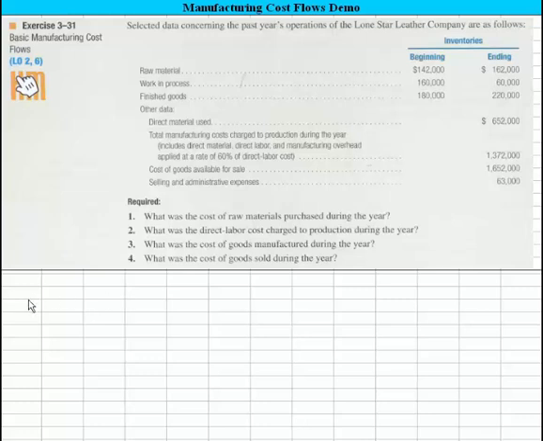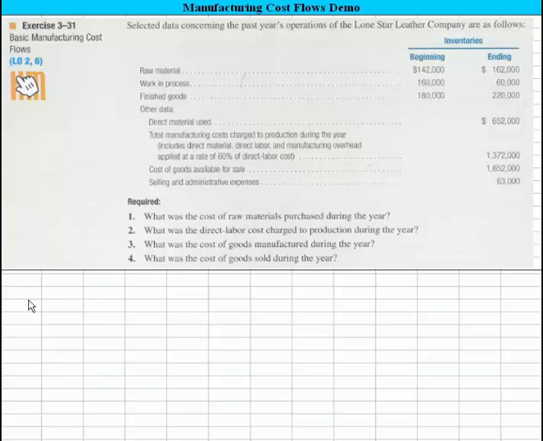Hello everyone. Let's take a look at exercise 331, which deals with basic manufacturing cost flows. We're concerning ourselves with the Lone Star Leather Company, and we have some information regarding inventory cost at the beginning and end of the period, broken out by raw materials, work in process, and finished goods. And we have some other costs as well.